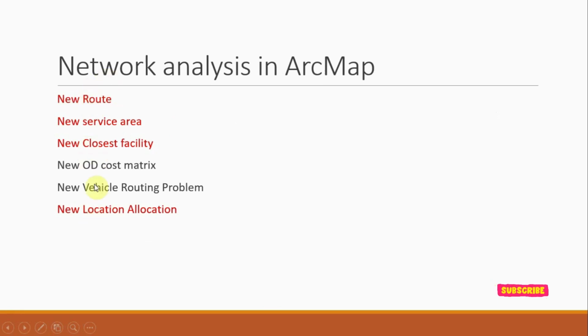So basically, in this tutorial for the practical, we are going to look at four of them. Then in my next video, I'll get a data where we can practice this too. In this video, we'll be learning how to perform the new route, the new service area, the new closest facility, and then the new location allocation. So basically, that's what you are going to be doing in this tutorial.